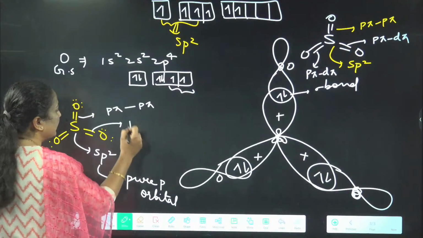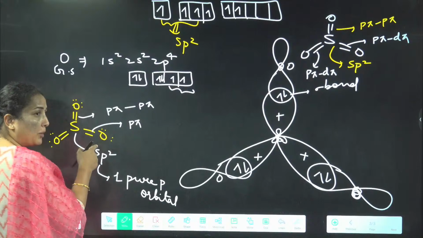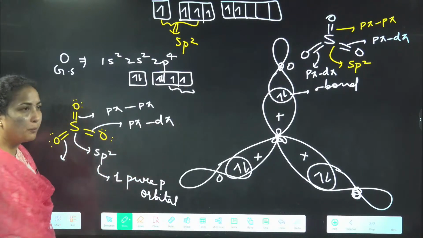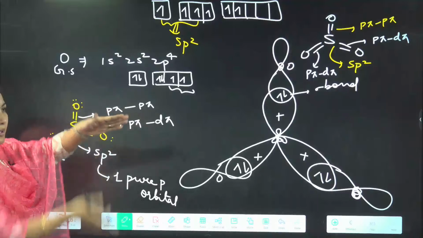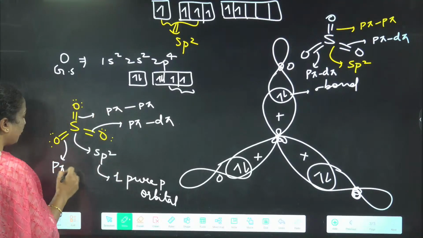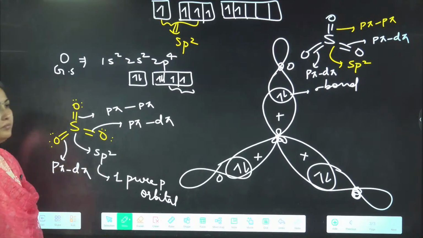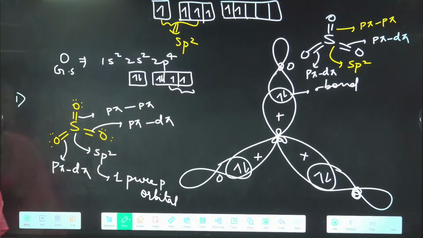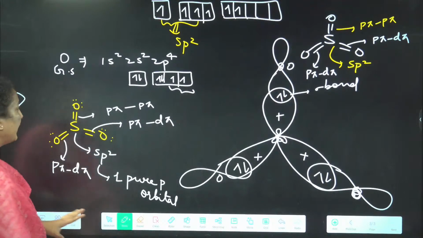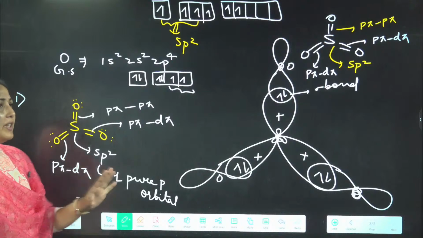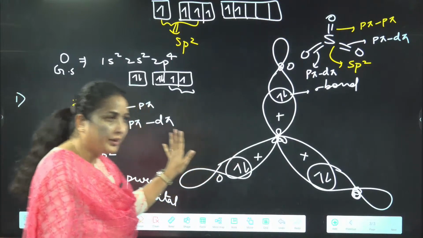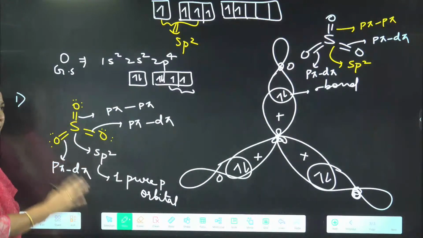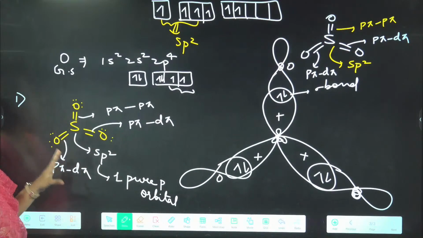Now the other one is definitely p pi d pi, p orbital from oxygen and d orbital from sulfur, because it doesn't have p now, because it got overlapped with another oxygen, and the other one will also be p pi d pi. Getting it? So at present you just write this down first. Hopefully everybody has written the heading. If somebody is interested in writing the explanation, later on you can write it. But at present for your level, if you just need to find the p pi d pi bond, this is the way you can go.